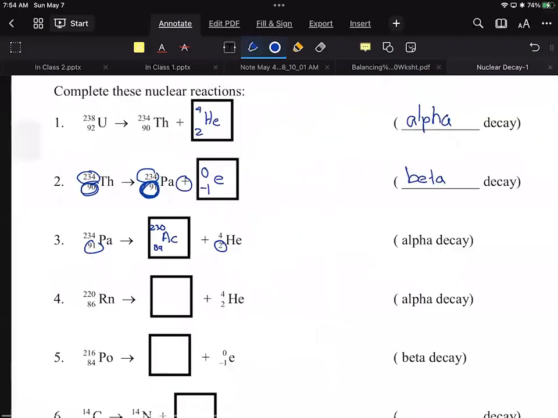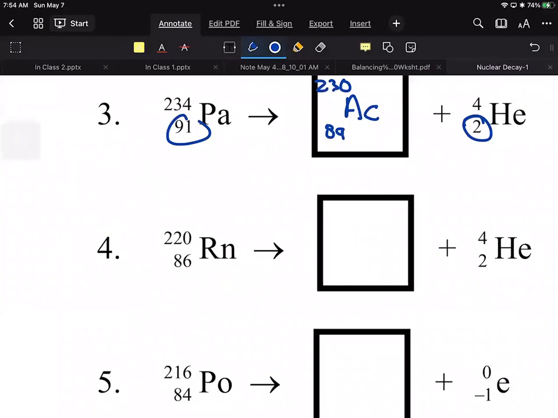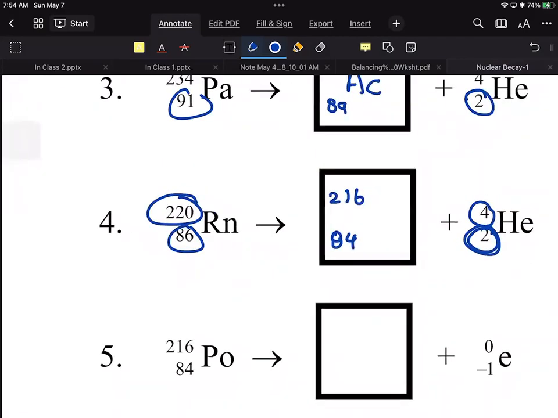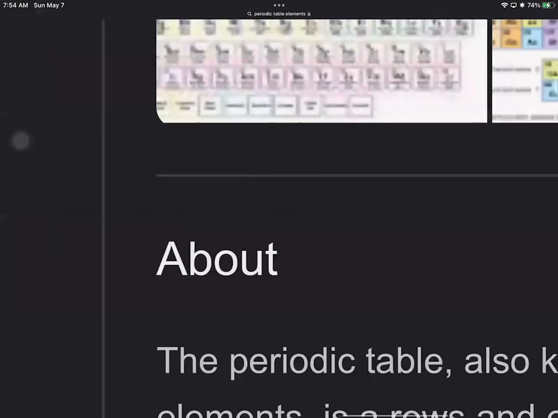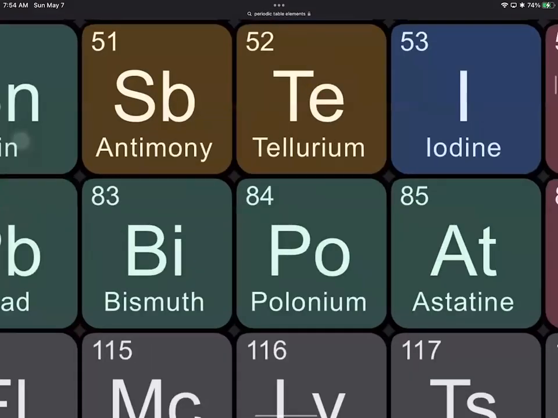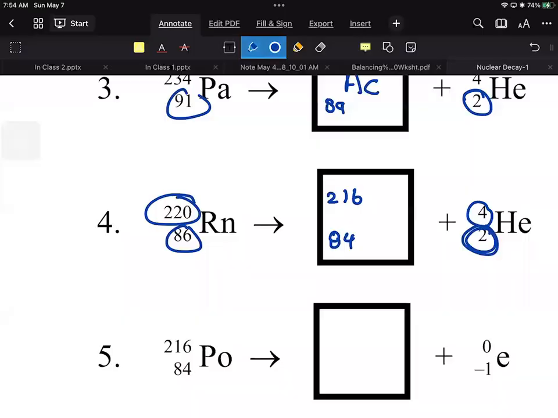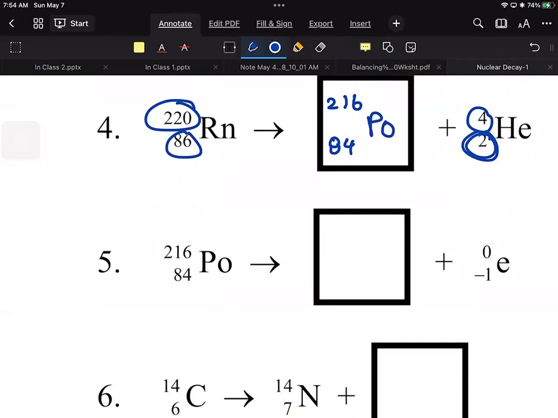Okay, sweet. Number four: 220 breaks down into 4. So what plus 4 equals 220? It'd be 216. And then what plus 2 equals 86? So 84. When you find the element with 84, this will be polonium. All right, sweet. Halfway through.